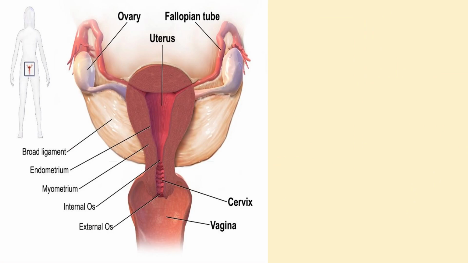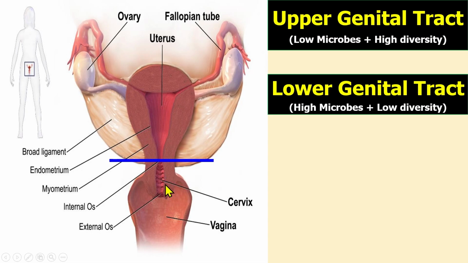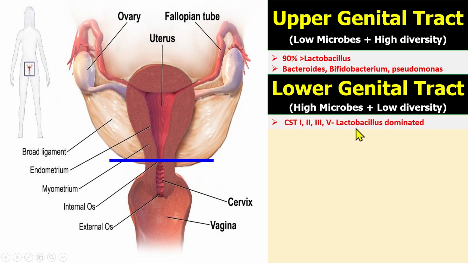Let's define the upper genital tract and the lower genital tract. From this borderline, the upward structures like the endometrium, uterus, and fallopian tube are considered the upper genital tract, and below this, the vagina and cervix are considered the lower genital tract, where you see a high level of microbes but low diversity, mostly lactobacillus. In the upper tract you see a low number of microbes, but the variability is high: lactobacillus, bifidobacterium, pseudomonas. But the dominant one is the lactobacillus.